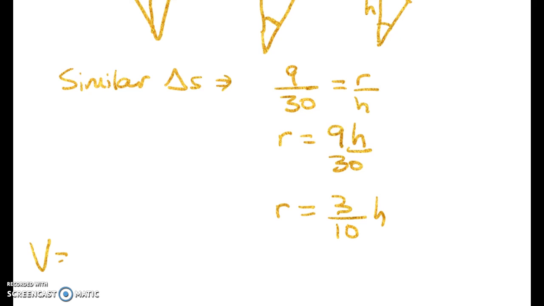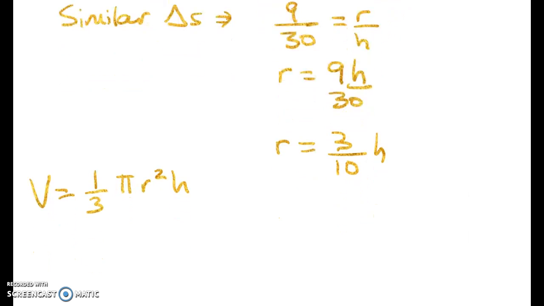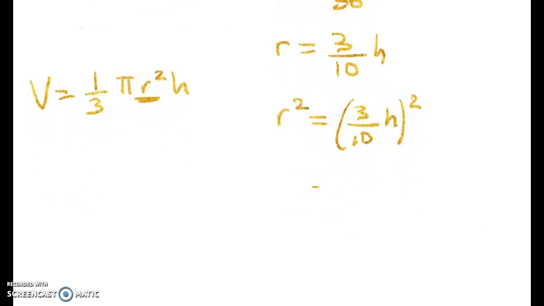Now look back to our formula. We've got volume with r squared and h in it. I want to eliminate r, so I'll square both sides and get 9 over 100 h squared.